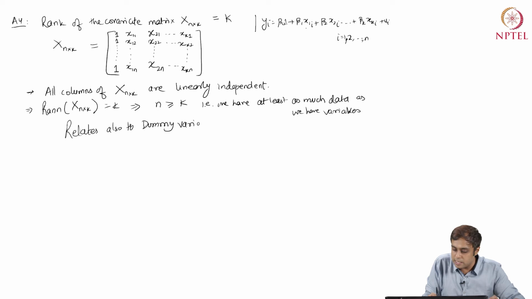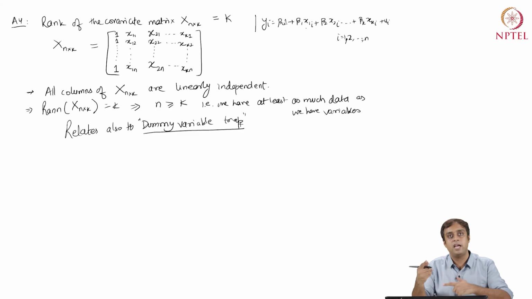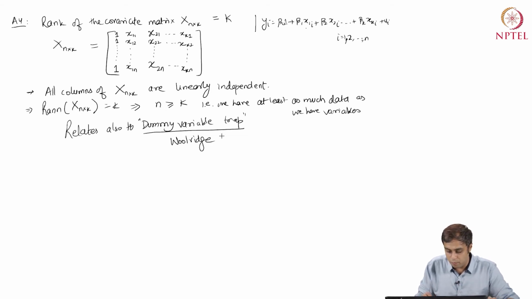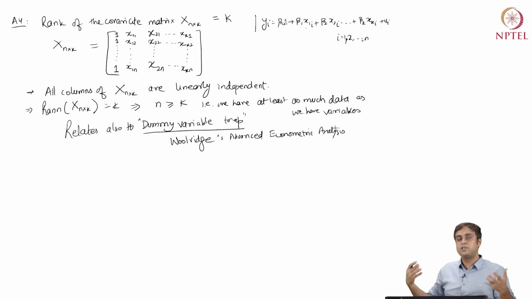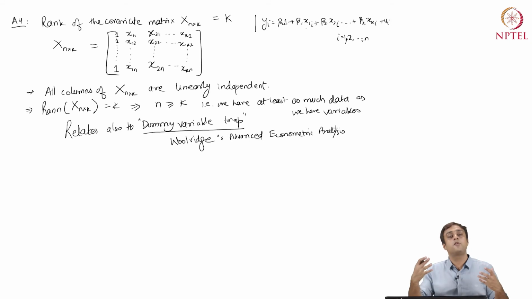I'm going to leave you with this interesting term, dummy variable trap, and I'm going to give you a home assignment to study this from the book on econometric analysis by Wooldridge. You can say Wooldridge's Advanced Econometric Analysis. You must read the first 2 chapters, and if you read them, you will figure out what the dummy variable trap is. You should find this term and study it from the book. This will also give you a very nice review of what we have covered in this class till now.